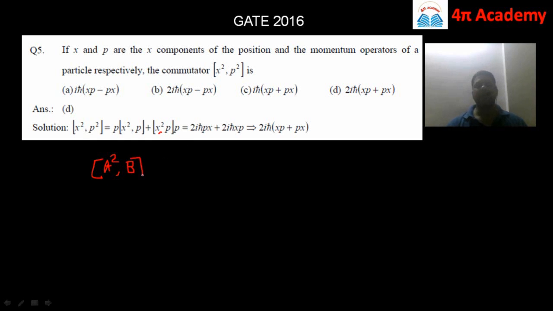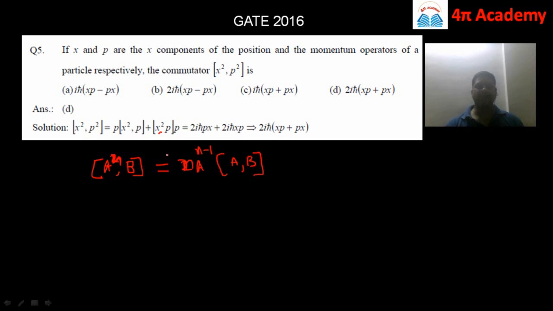comma b, this is equal to, here I can make it n, so it is a raised to power n comma b, this is equal to n into a raised to power n minus 1 into the commutation bracket of a comma b. So this is our property.